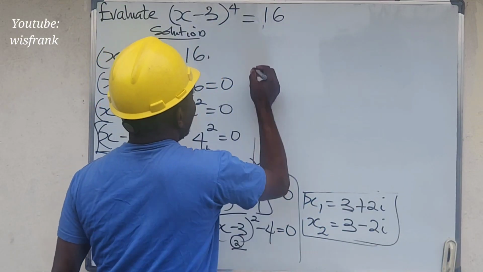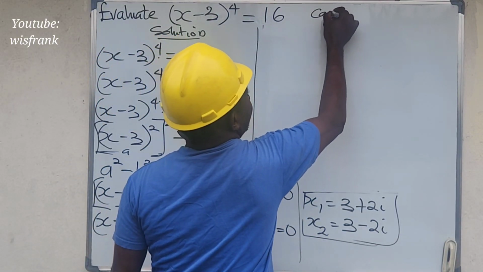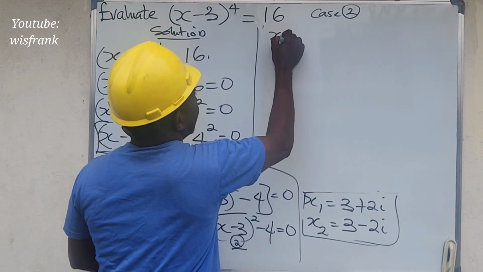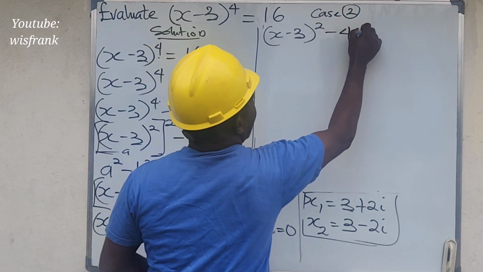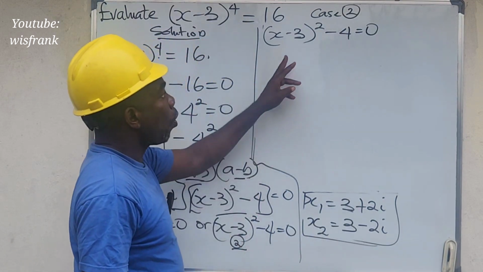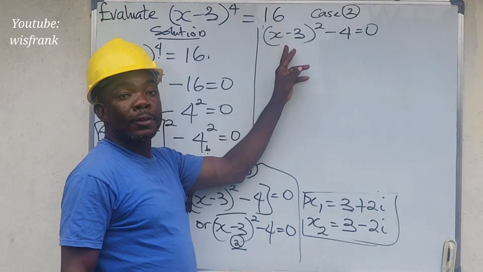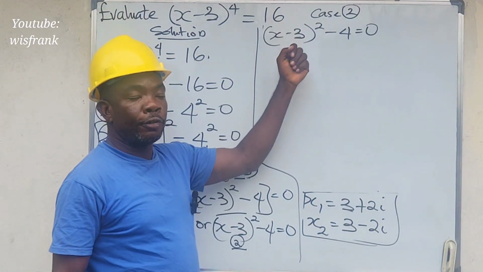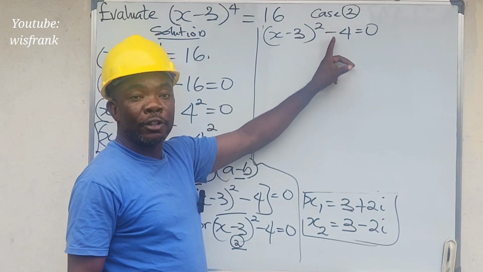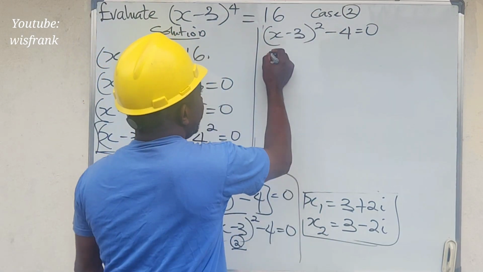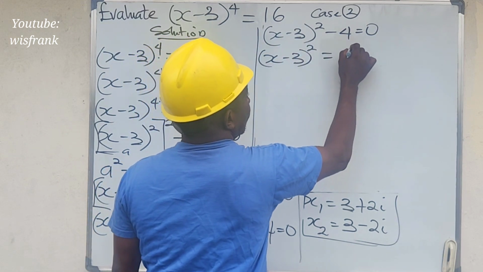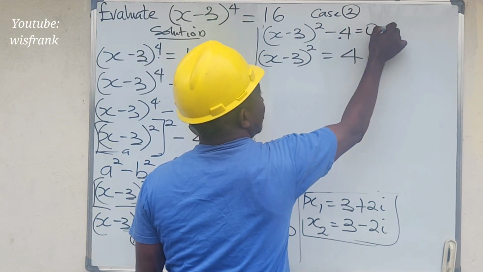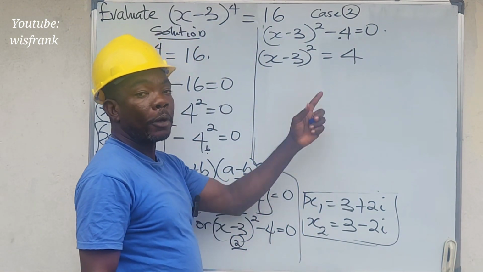So we are going to look at our case 2, where we have (x minus 3) all to the power of 2 minus 4 equals 0. What we are going to do, for us to cancel this parenthesis to the power of 2, we need to transpose the minus 4 to the other side. So this will become (x minus 3) all to the power of 2 equals 4, because when minus 4 is transposed to the other side, it becomes positive 4.